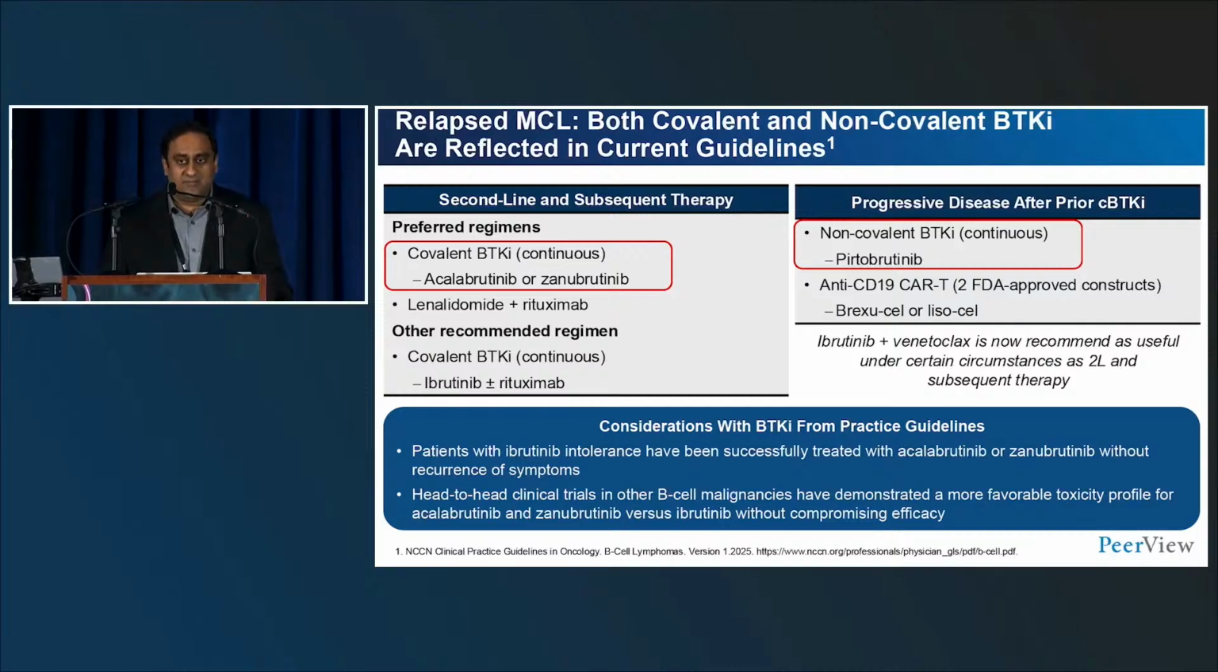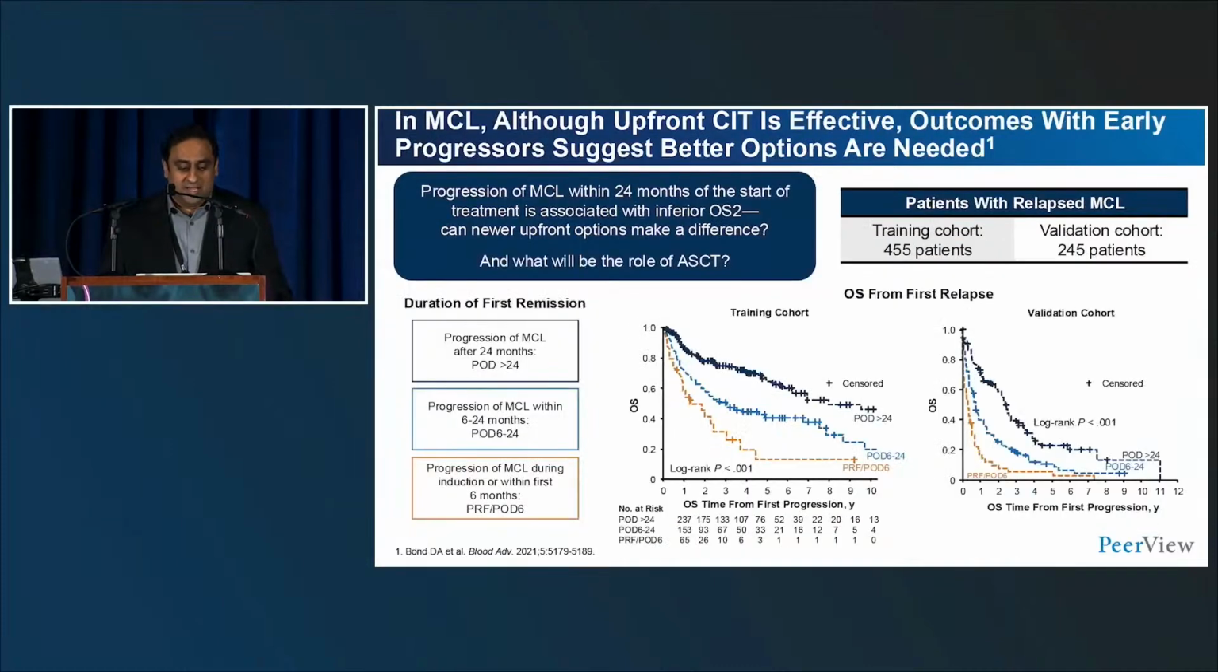And you can see here we have acalabrutinib or zanubrutinib. Lenalidomide-based regimens are an option. But when patients fail covalent BTK inhibitors, we are now looking at similar options to CLL: CAR T-cell therapy and a non-covalent BTK inhibitor in pirtobrutinib.